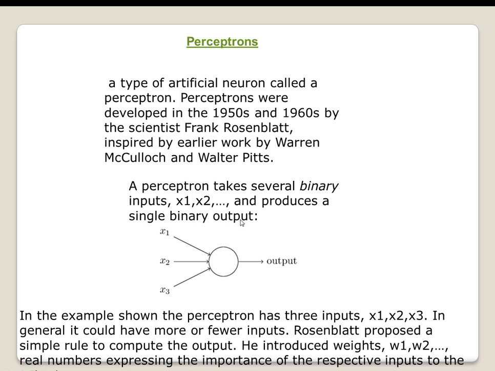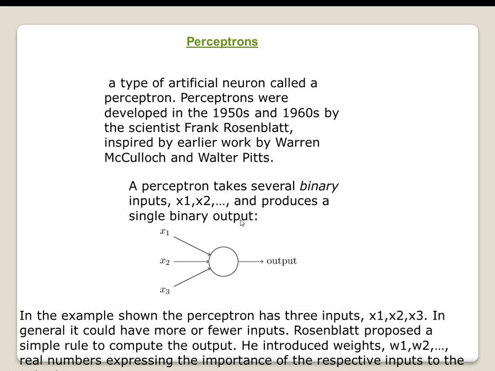Okay? Okay, so first we talk about what are called perceptrons, and that's a type of artificial neuron. These were developed in the 1950s and 1960s by the scientist Frank Rosenblatt, inspired by earlier work by Warren McCulloch and Walter Pitts. A perceptron takes, so here we're going to start our discussion of neural networks.